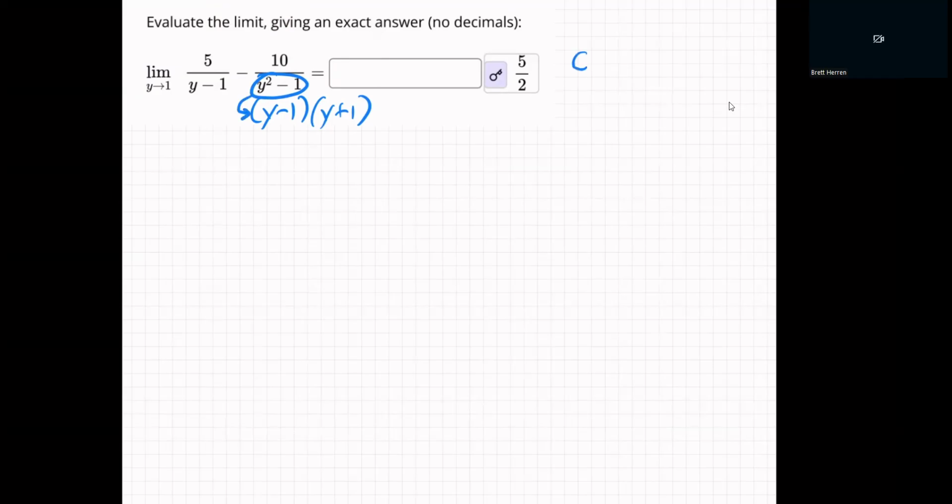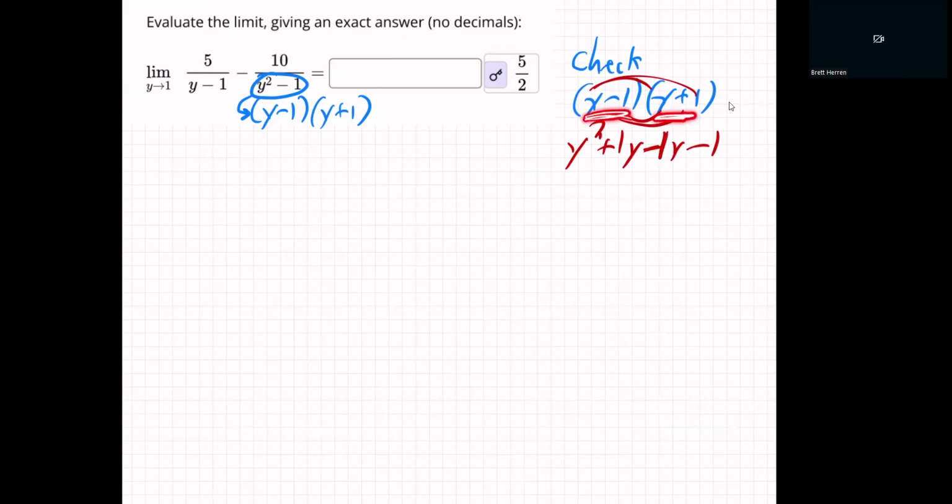You can prove it over here. Let's check just to be sure. You don't have to do this. I just want to show you as the teacher so you know why this works. Remember how to multiply two parentheses: take the first thing to both and the second thing to both. Then you see how the plus 1y and minus 1y cancel, and you get y squared minus 1. Check. It went right back to y squared minus 1. So it's correct.